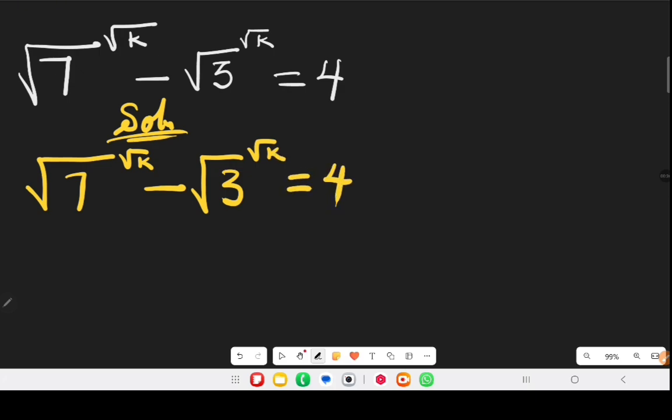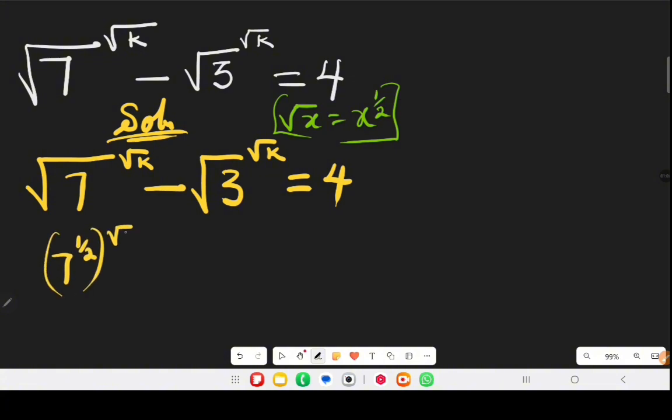In law of indices, we can transform square root to power, where root of x can be changed to x raised to the power of 1 over 2. If this is true, we can change root of 7 to 7 raised to the power of 1 over 2, all raised to the power of root of k, minus 3 raised to the power of 1 over 2, all raised to the power of root of k, equal to 4.